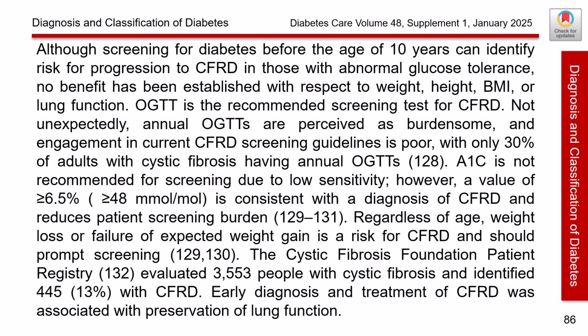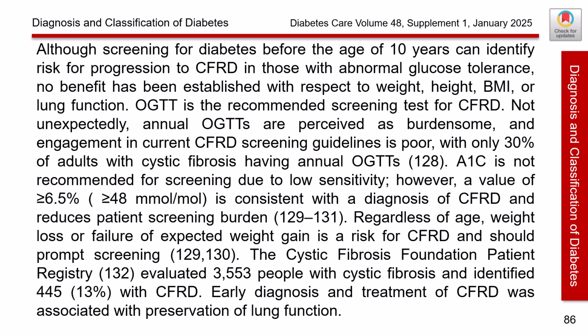Not unexpectedly, annual oral glucose tolerance tests are perceived as burdensome, and engagement in current cystic fibrosis-related diabetes screening guidelines is poor. With only 30% of adults with cystic fibrosis having annual oral glucose tolerance tests, glycated hemoglobin is not recommended for screening due to low sensitivity. However, a value of greater than or equal to 6.5%, greater than or equal to 48 mmol/mol, is consistent with a diagnosis of cystic fibrosis-related diabetes, and reduces patient screening burden.